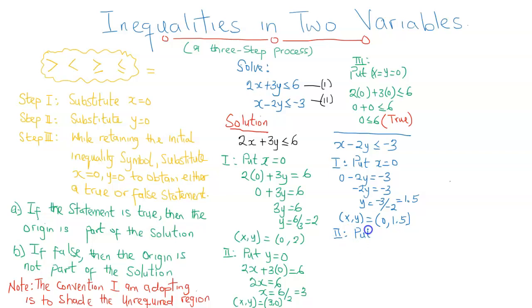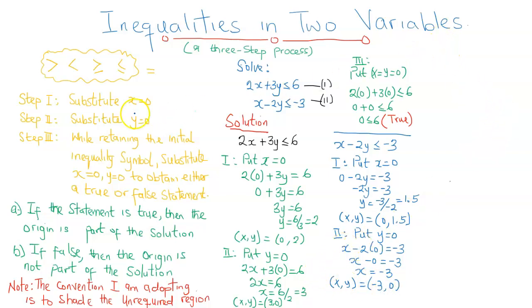So step 2, we are going to put y equal to 0 while changing this inequality symbol to an equal sign. So that's going to give x minus 2 into 0 equal to negative 3. 2 times 0 is 0. So this is x is equal to negative 3. So we've got a coordinate here, x comma y equals negative 3 comma 0.